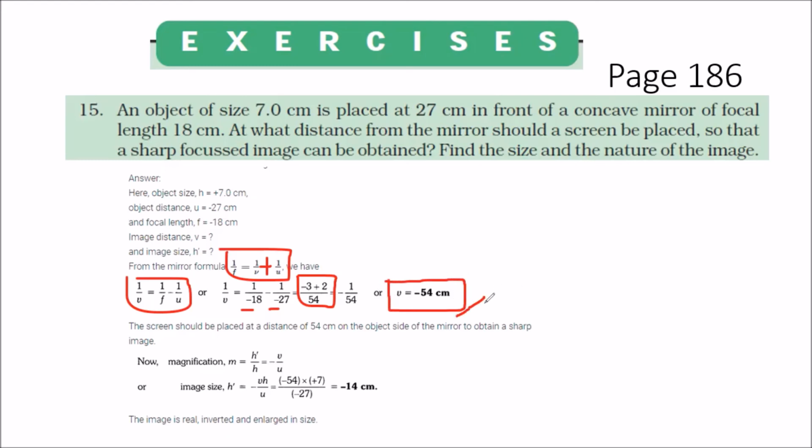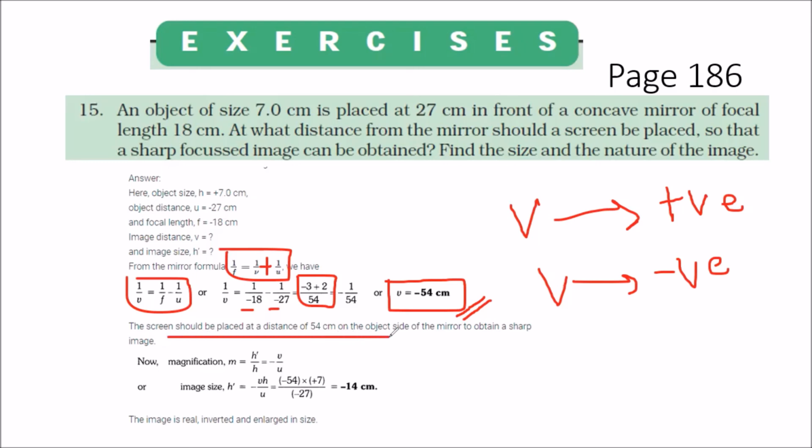So see here, previously we were getting v as positive, which was indicating the image is formed behind the mirror. Now this time we have got v as negative. It means the image is formed on the same side where the object is kept. It means the image is real. So the screen should be placed at a distance of 54 centimeter on the object side of the mirror to obtain the sharp image.